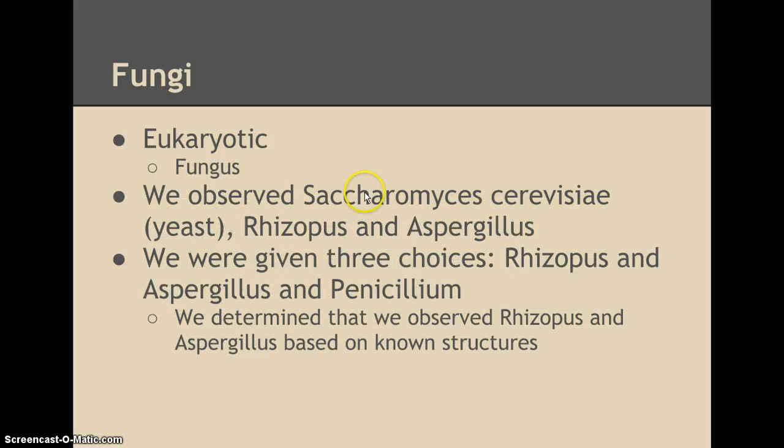So next we looked at fungi, which are eukaryotic under the kingdom Fungi. We have observed Saccharomyces cerevisiae, which is yeast, Rhizopus, and Aspergillus. The slides we were given for the fungi, except for the yeast, could either be Rhizopus, Aspergillus, or Penicillium. And doing a little research and finding images that compare to the pictures we took, we determined that we looked at Rhizopus and Aspergillus based on the structures we saw.